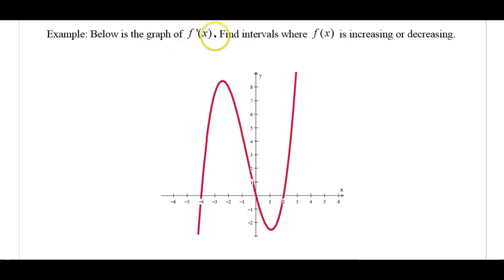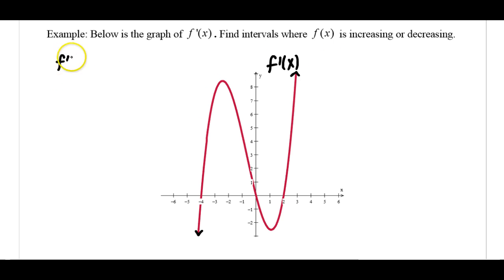Okay, same type of problem. Below is the graph of f prime of x, so I'm going to label it f prime of x. Find the intervals where f of x, the original function, is increasing or decreasing. And again, we're assuming that these graphs go on forever. The program I use to generate graphs doesn't ever include the little arrows. So what we're looking for is where the derivative is positive and where the derivative is negative.